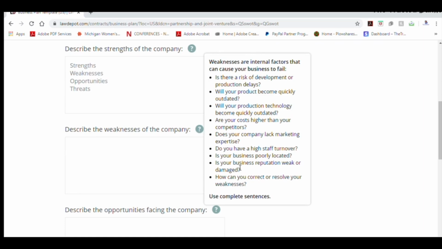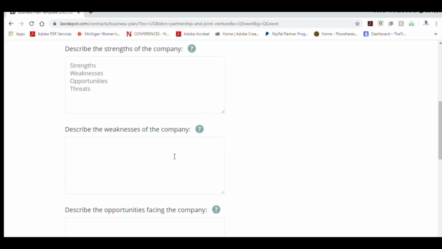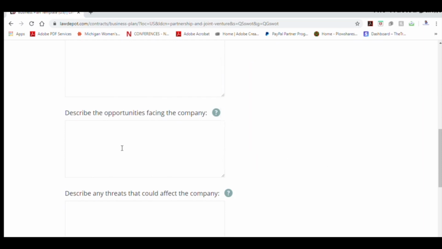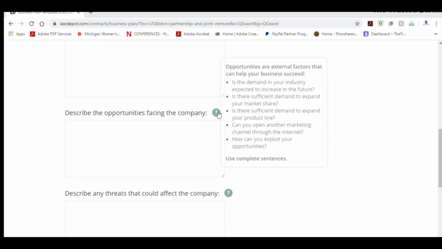So again, when you're going through the business plan and you want to fill out these boxes, make sure you click on the question marks and answer those questions, because these help you give a clear and complete diagnosis of your company to the lender so that they know how they're advocating for you, how strong your company is, and what the risks involved are.